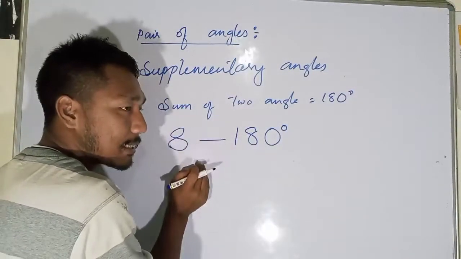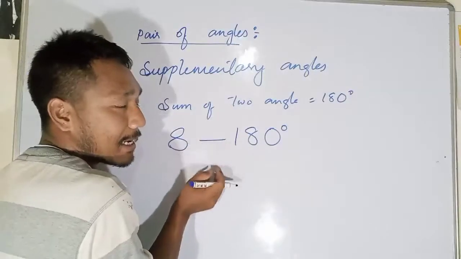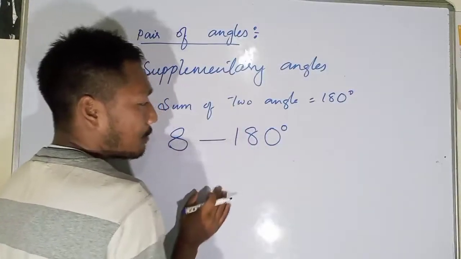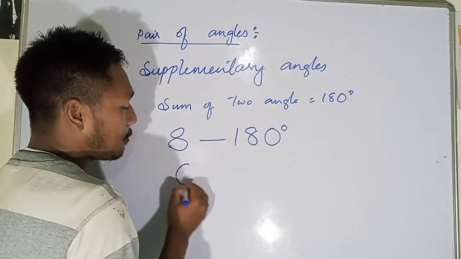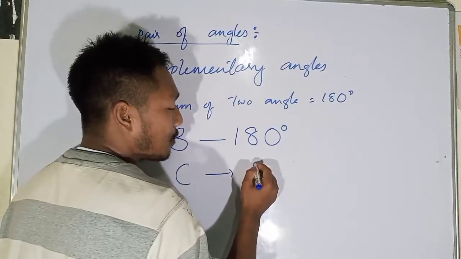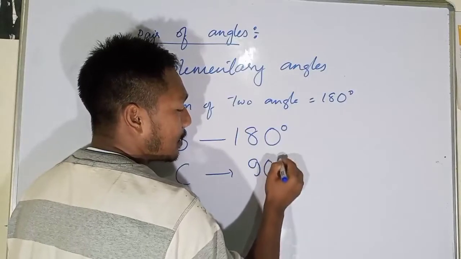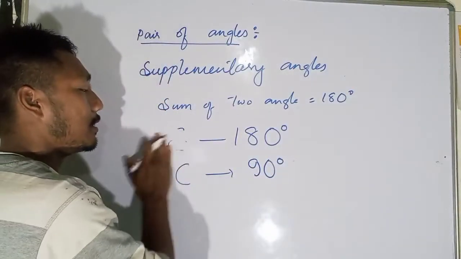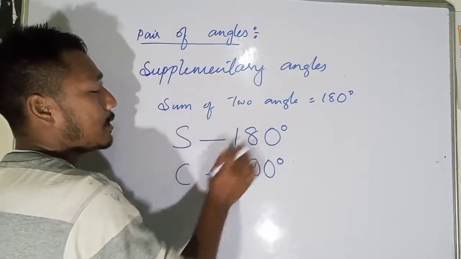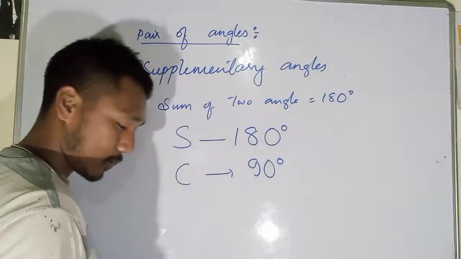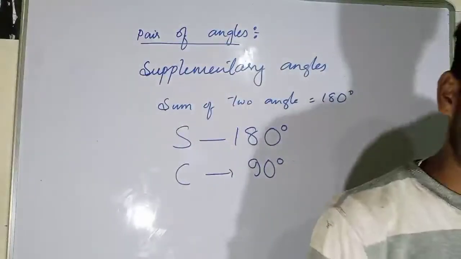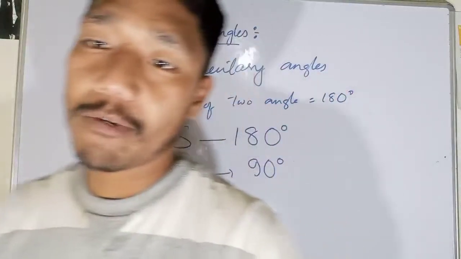Supplementary means what? S is exactly like an 8, and 8 is 180 degrees. It means two angles should sum to 180 degrees. But if I say complementary, it means 90 degrees. The sum of two angles is 90 degrees. S is 180 degrees: the sum of two angles is 180 degrees. C is complementary: the sum of two angles is always equal to 90 degrees. I think you're clear about these different pairs of angles.